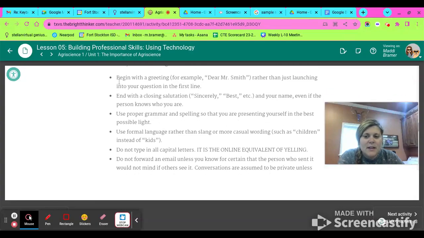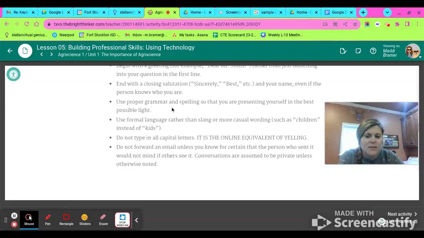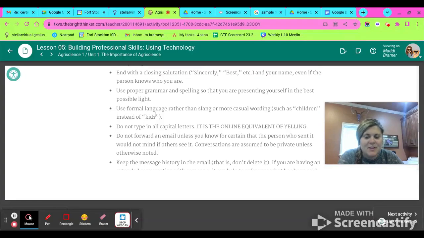So all of your emails should begin with a greeting, so Dear, their name. End with a salutation: Sincerely, Best, Thank you. Use proper grammar and spelling. Okay, you want to sound professional. Spell check and Grammarly are awesome. I use them all the time. There's no shame in using that to make yourself look more professional.